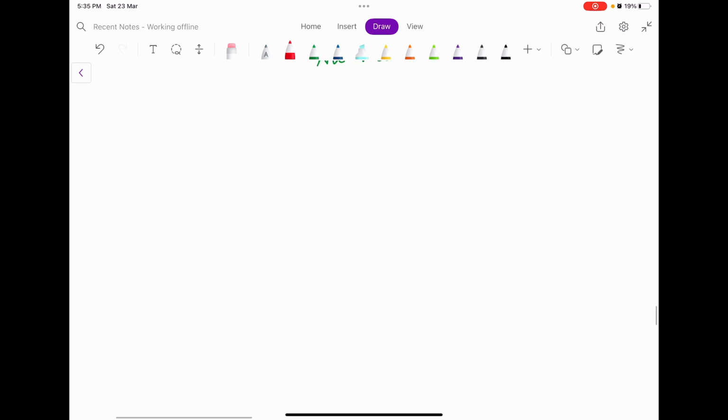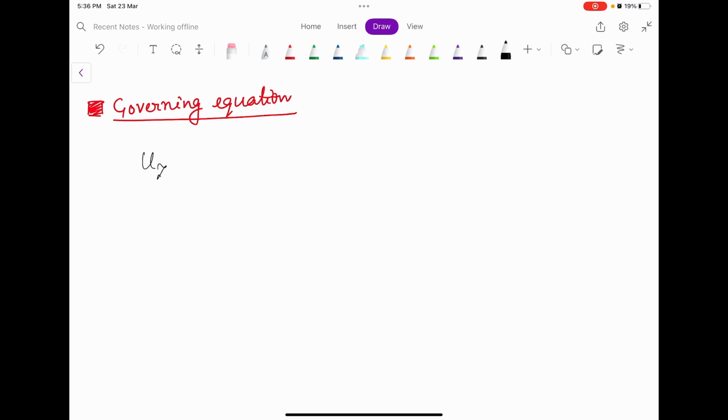Governing equation. Let me first write the governing equation. That is u_z del T del z is equal to alpha times 1 by r del del r of r del T del r. So this is the governing equation for large Peclet number flow.